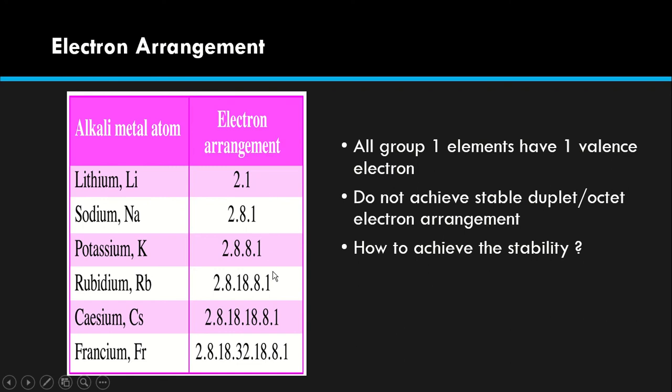We learned this in Chapter 2. In order to be stable, it has to release one electron, donate one electron, so that it can achieve a stable duplet or octet. For example, lithium, after releasing one electron, becomes 2 and is stable because it achieves a stable duplet. Whereas for sodium and the rest, when you donate one electron, it will become 8. Right, 2.8.8. So it means they achieve the stable octet electron arrangement. So in short, group 1 must donate one electron in order to achieve stability.